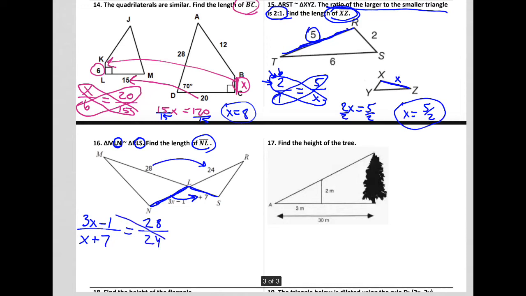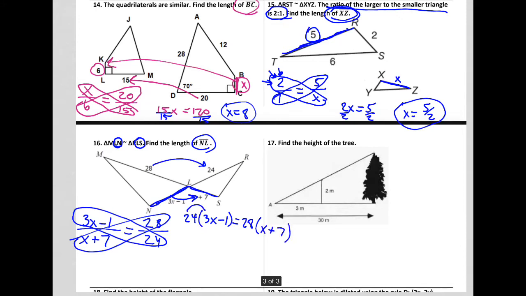And remember, when you cross multiply this, you're going to have to distribute since there's more than one term at the top. So we're going to distribute that 24 to both 3x minus 1. And then we're going to distribute that 28. I'm going to write over this other problem, but it's okay. We're distributing to x plus 7.